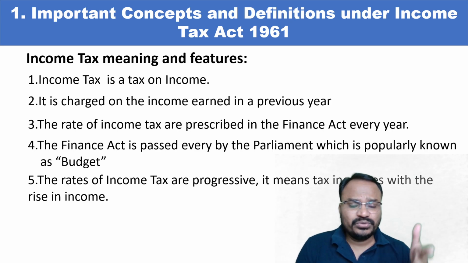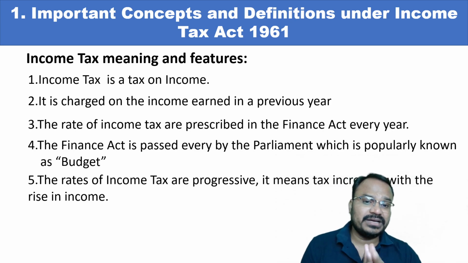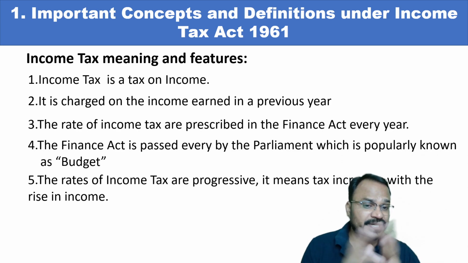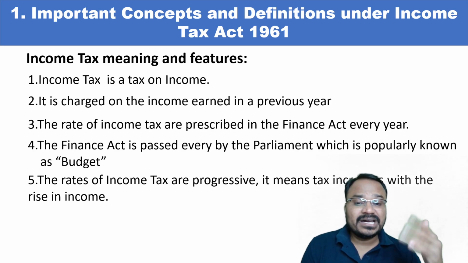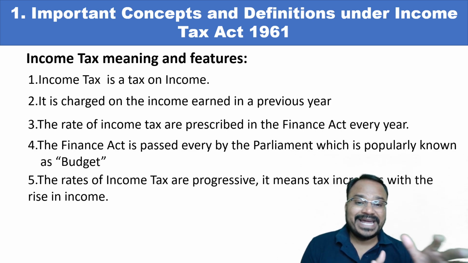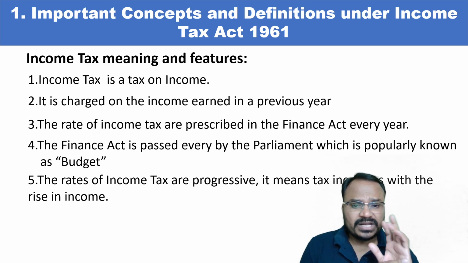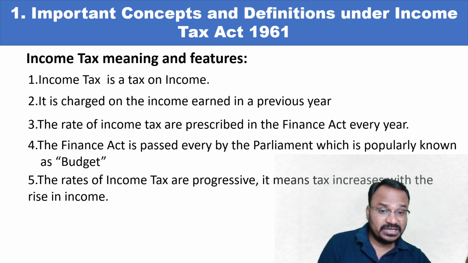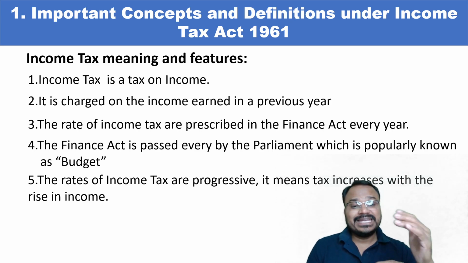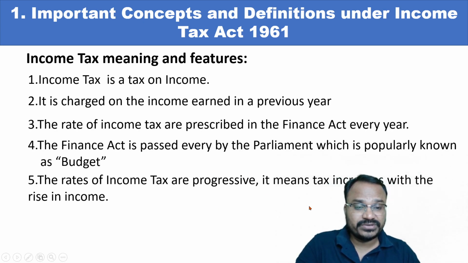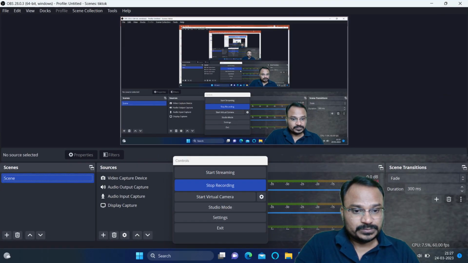We know that up to this financial year, income up to 5 lakh is tax free. So if a person's income is less than 5 lakh, there is no need to pay tax. And as income increases, the tax rate also increases. For 5 lakh to 7.5 lakh, there is a 10% tax rate. Then from 7.5 lakh to 10 lakh, there is a 20% tax rate. So as income increases, the tax rate also increases. The rates of income tax are progressive. It means it increases.